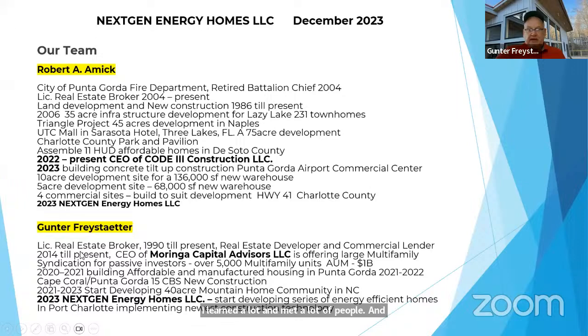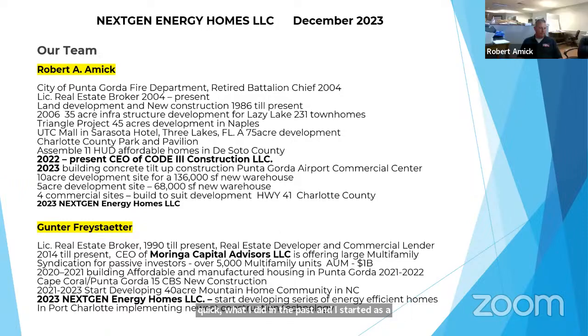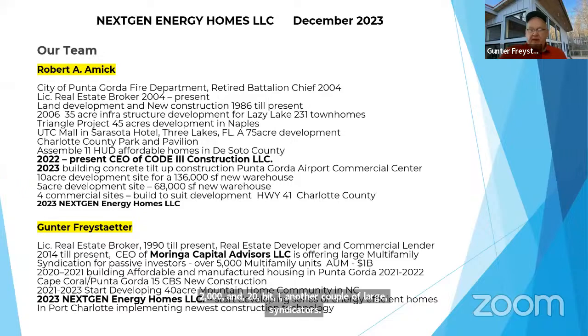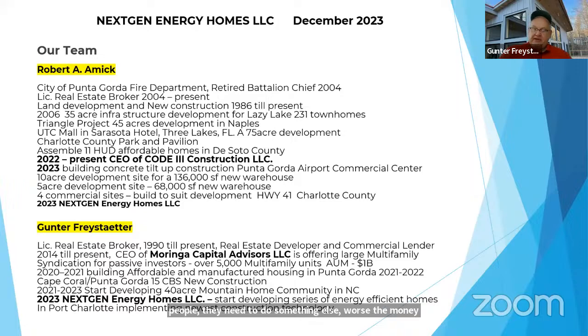And just quickly, what I did in the past: I started as a real estate broker, fix and flip after the meltdown in 2008. Started multifamily investing back in 2017, syndication, together with another couple of large syndicators. And then when 2020 hit, I realized I need to pivot. I need to do something else. Where's the money? Where are the people and my buyers? And what's happening on Wall Street in March 2020?